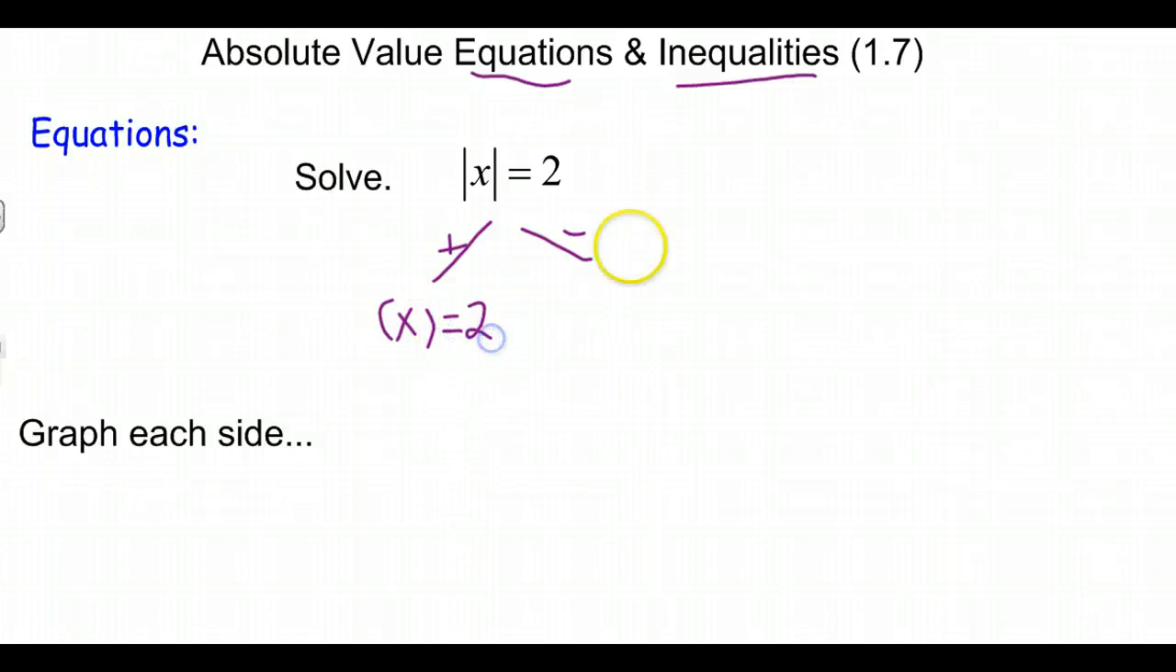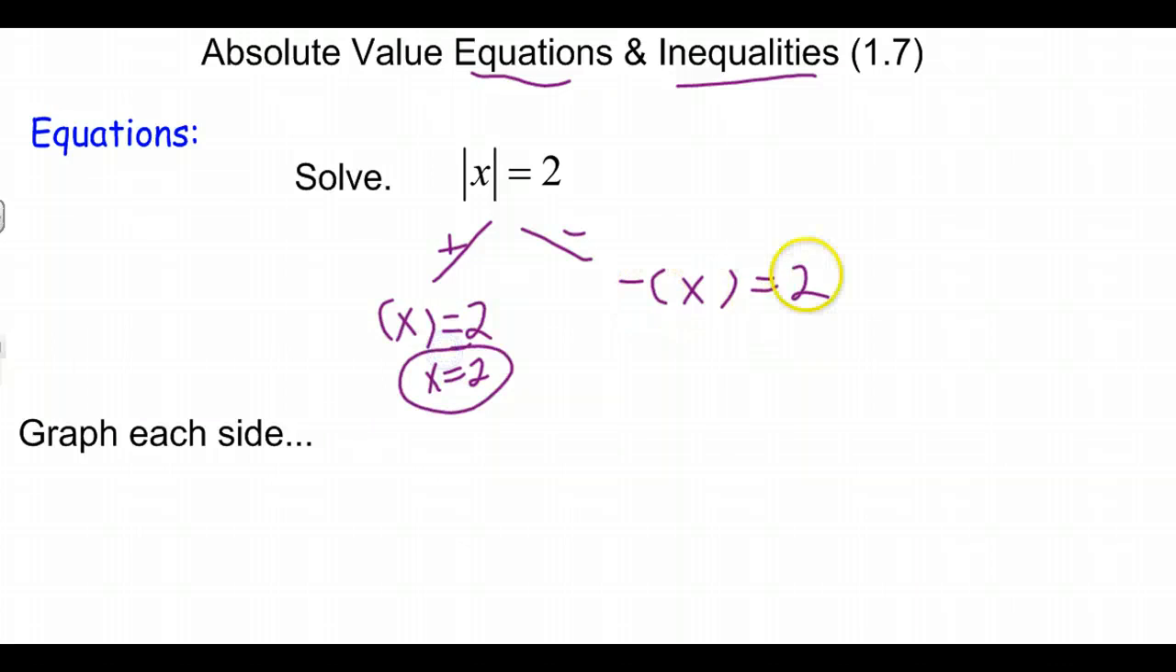That's the positive case. In the negative case, in front of the parentheses, I'll write a negative sign, and that's equal to 2. I'll just solve both sides. Well, this one's really already solved, x equals 2. On this side, you just divide by negative 1, moves the negative to the other side, and you have x equals negative 2. So we got both our answers algebraically.